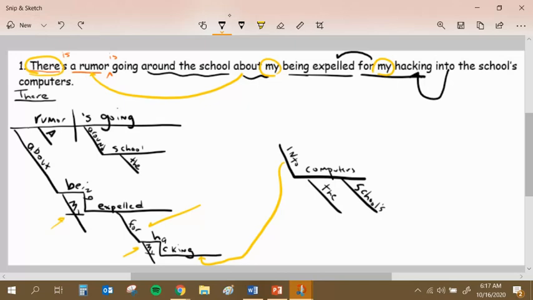So we kick the word there out of the sentence and we transform the sentence back to its regular form. And that's why we call it transformational grammar. We've transformed the sentence. Now we're transforming it back into its regular form. All right, so that's the first sentence. I'm going to pause our video and then we'll start the second sentence.